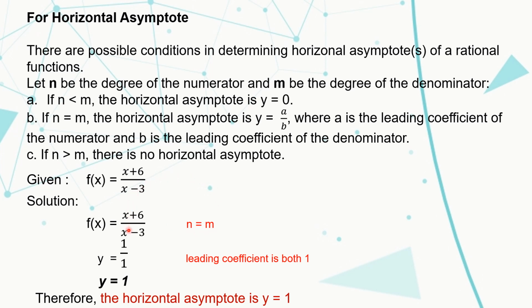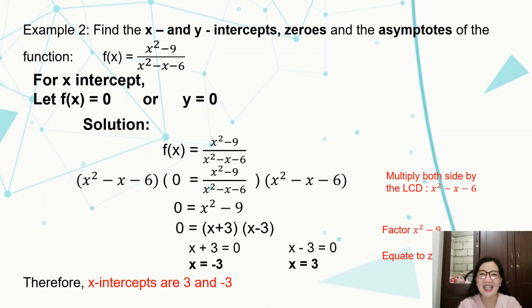So just copy the leading coefficient of x in the numerator, which is 1. Itong x natin can be read as 1x. So ang leading coefficient ay 1. Over the leading coefficient ng denominator is also 1. So 1 over 1 is equal to 1. Therefore, the horizontal asymptote is y equals 1. So let's proceed to example number 2.